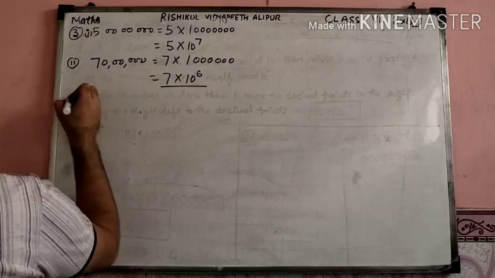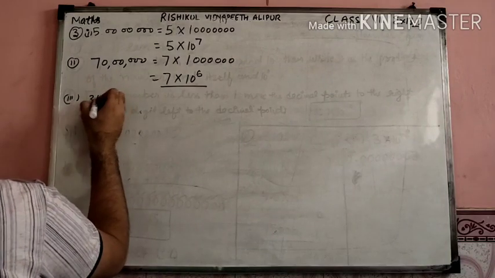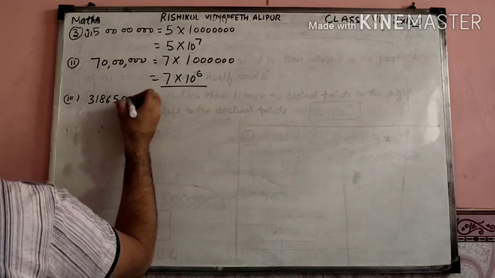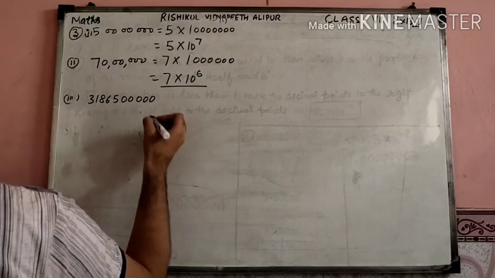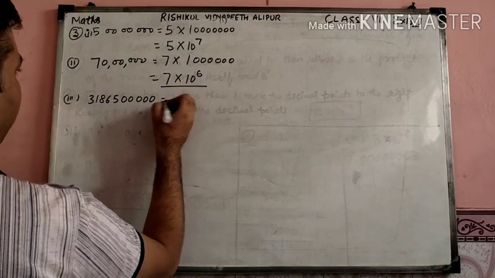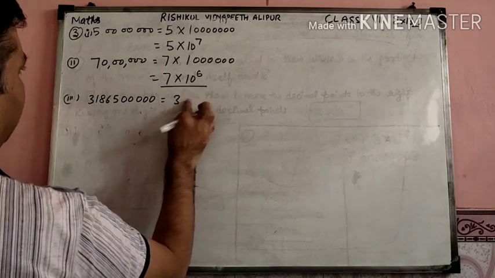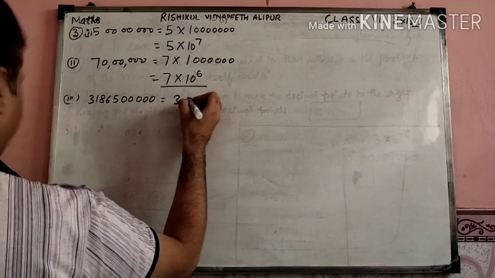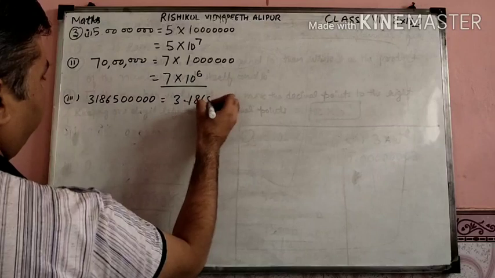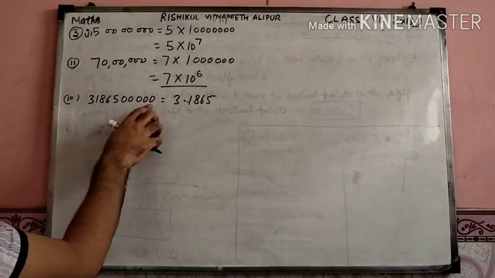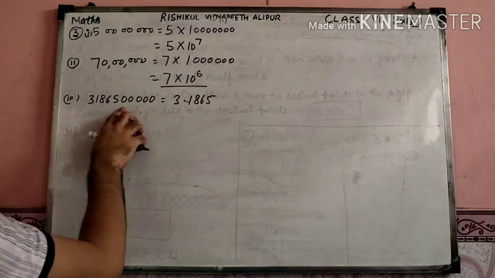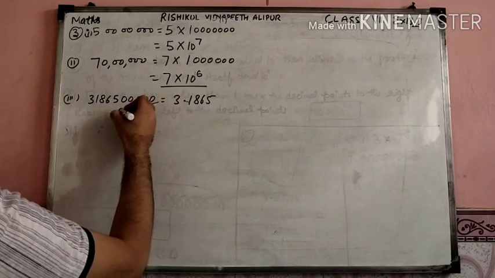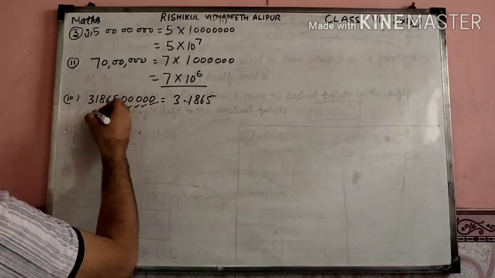Similarly, the next one, third one, 3 1 8 6 5 and then triple 0 has come. Then we can write it as 3.18765. How will we write it? We will shift to the left hand side, count the zeros. 1 2 3 4 5 6 7 8 and 9.